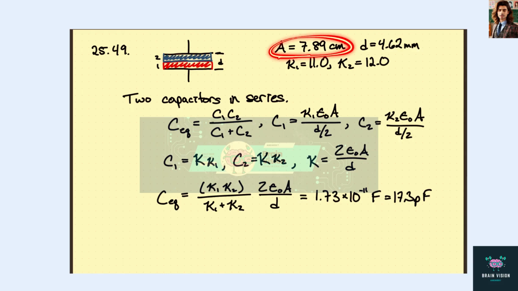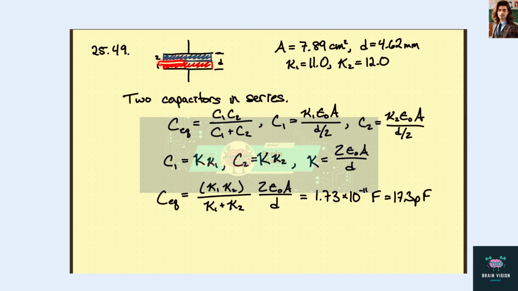So the total cross-sectional area is 7.989 centimeters squared. The total distance between these plates is 4.62 millimeters. One material has a dielectric constant of 11, and the other has a dielectric constant of 12. So what we can do here is think about these as two capacitors in series.